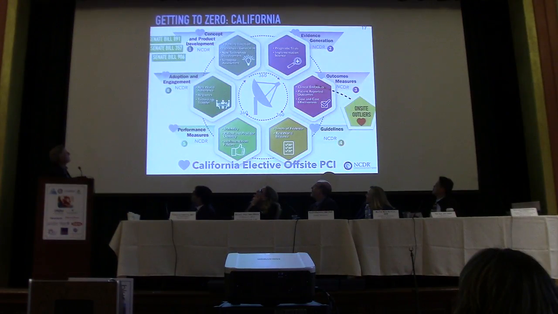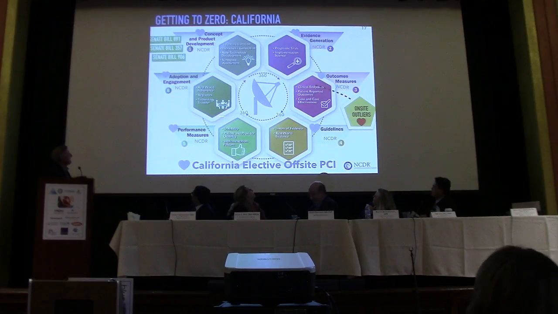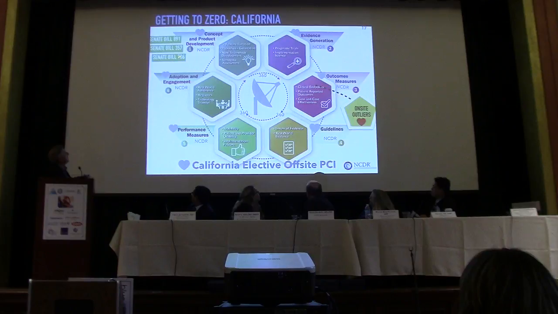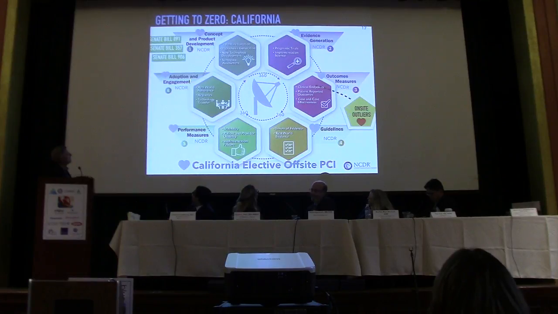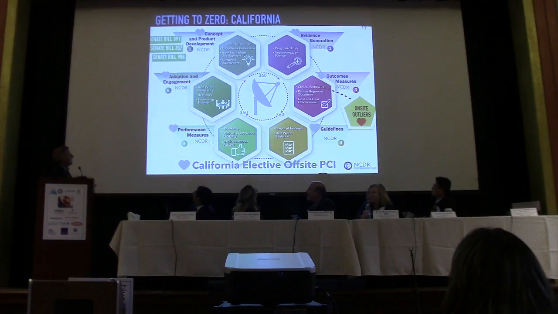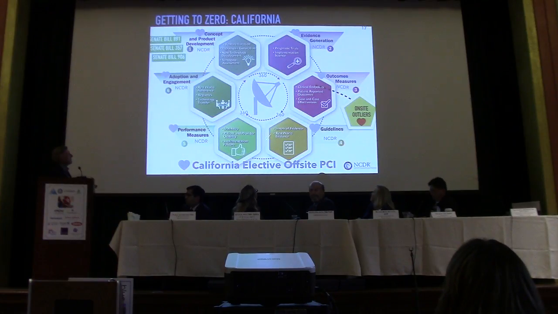Well, you can see we started with a program for elective PCIs. We introduced legislation, got the concept passed, gathered evidence, looked at outcomes, looked at guidelines and performance measures, and came around again. We introduced another bill, SB 357, went around the circle again, looked at outcomes, changed our mode, and then lastly introduced another bill, 906, currently the law in California, to reduce adverse outcomes in patients who were off-site PCI.